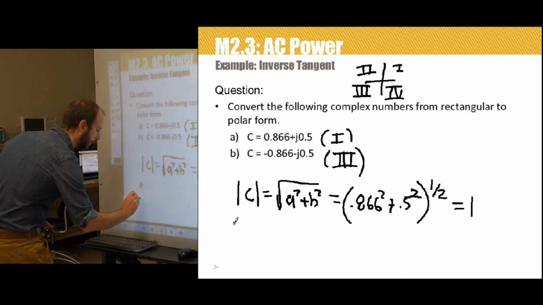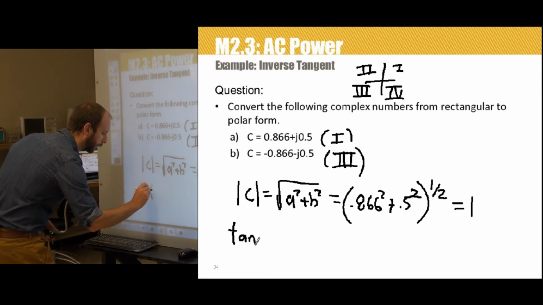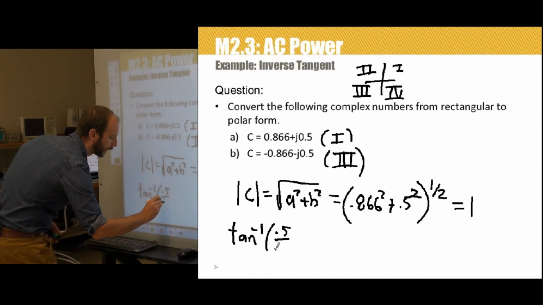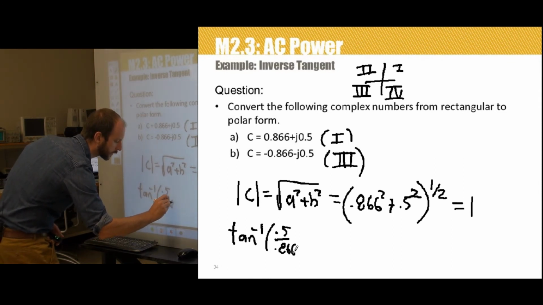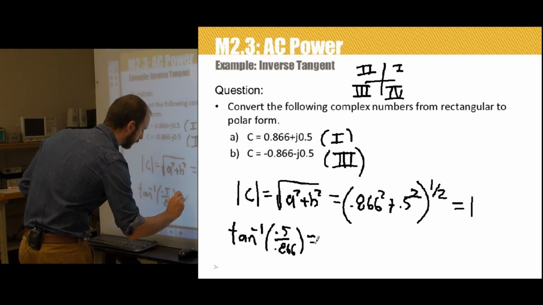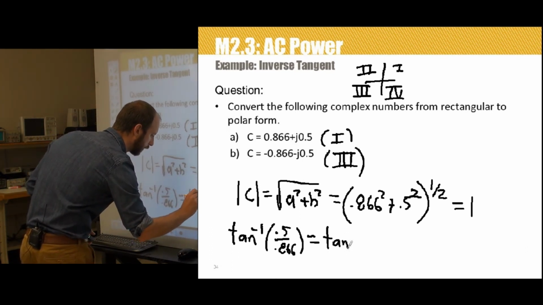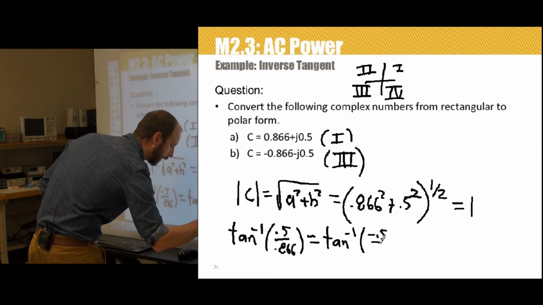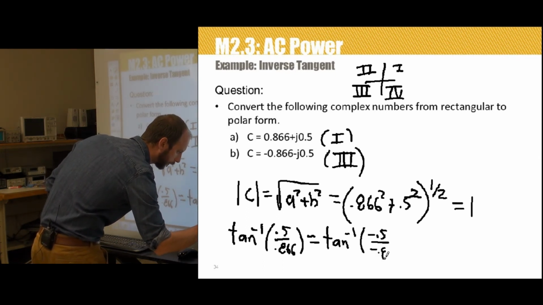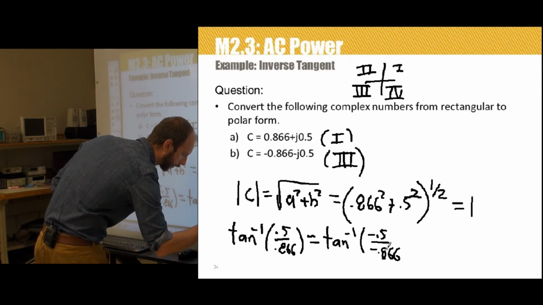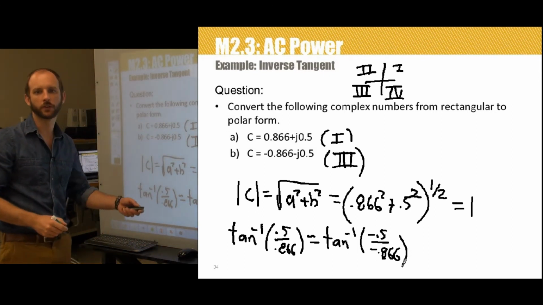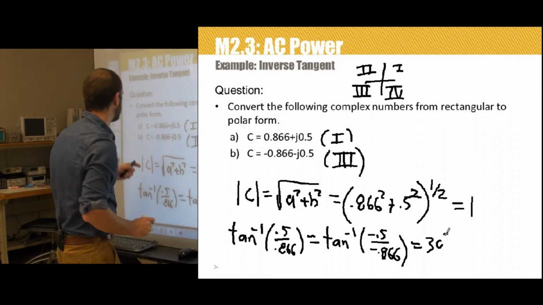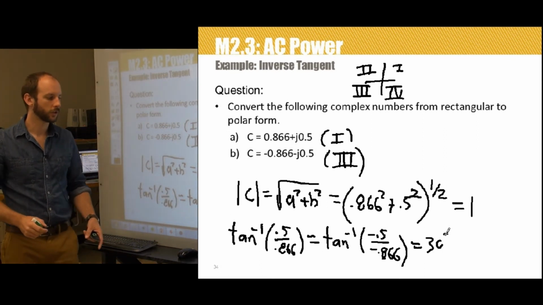If we take the arctan of 0.5 over 0.866, you will find that that is equivalent to the arctan of minus 0.5 over minus 0.866, right? The negatives are going to cancel there. What this turns out as is 30 degrees, right? So in both A and B, when you do that arctan function, you're going to get 30 degrees.